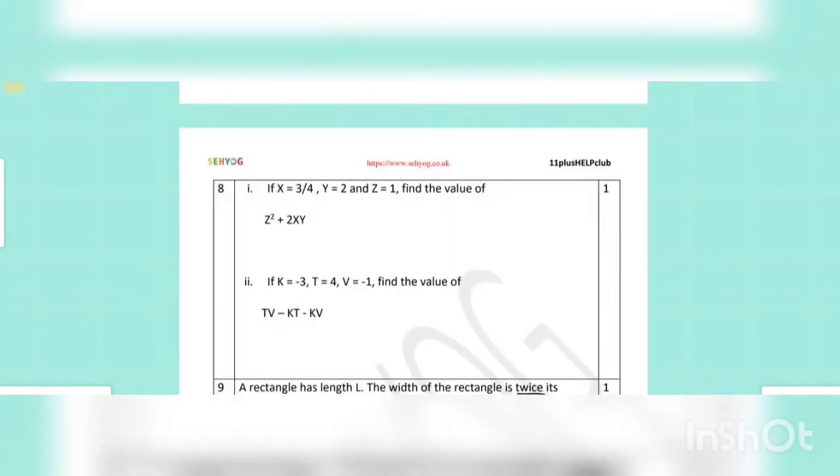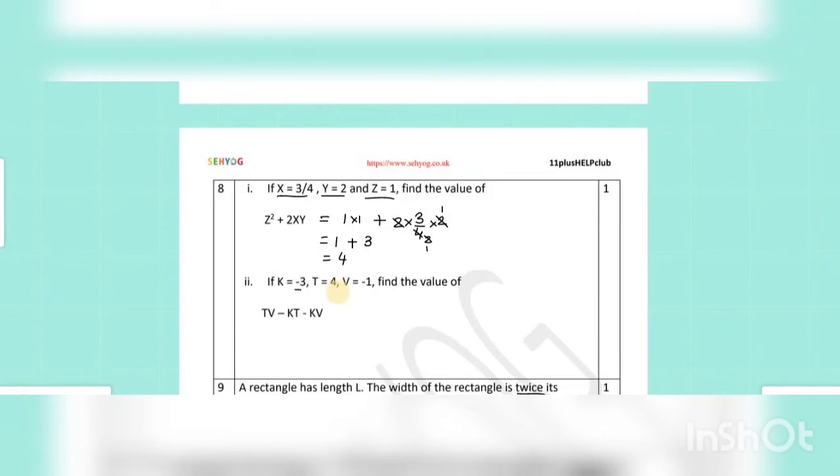Question number 8, part 1. X, Y and Z values are given. So, Z square means Z times Z, or 1 times 1, plus 2 times value of X, 3 by 4, times value of Y, that is 2. Now, 2 and 4 can be reduced. 2 divided by 2 is 1 and 4 divided by 2 is 2, and again 2 divided by 2 is 1. So, 1 times 1 is 1 plus 3 times 1 is 3. 1 plus 3 is 4.